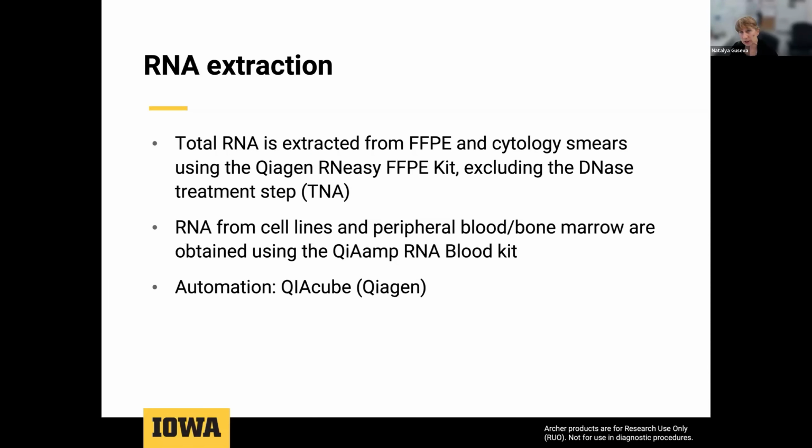For RNA extraction from FFPE samples, we use the QIAGEN RNeasy Mini Kit, but we omit the DNase treatment step and treat it as a DNase. And for blood, we use the QIAGEN blood kit. This process is automated for us. We use the QIAcube from QIAGEN.